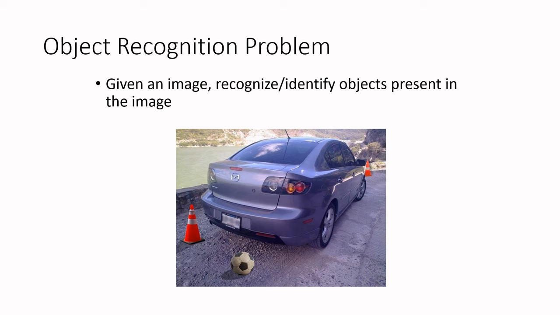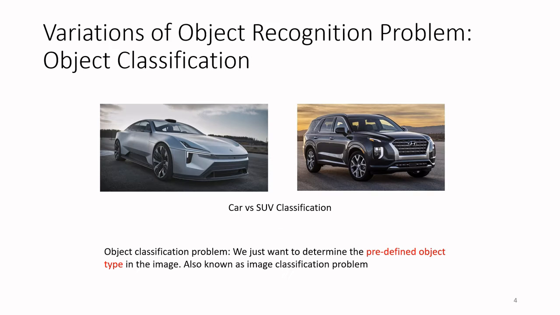So what is the object recognition problem? The problem is simply defined as: we are given an image, and we want our system to recognize or identify objects present in the image. For example, if we were to give the image shown in the slide to a system that performs object recognition, the system should come back with answers saying that there is a car in this picture, there are two traffic cones in the picture, and there is a football in the picture. So that's basically what the object recognition problem is.